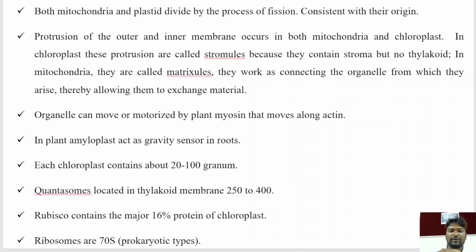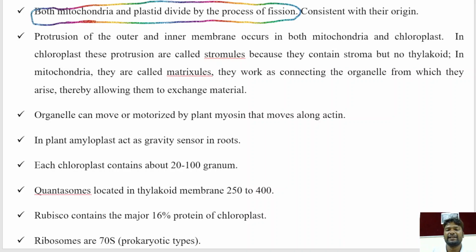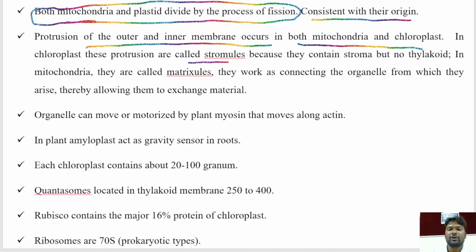Both mitochondria and plastids divide by the process of fission. This is the bacterial cell process, the type of bacterial or prokaryote division, consistent with their origin. Protrusion of outer and inner membranes occurs in both mitochondria and chloroplast. In chloroplast, these protrusions are called stromules, which contain stroma but no thylakoid.